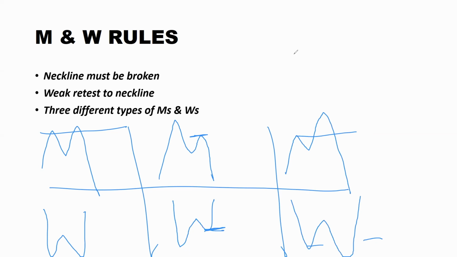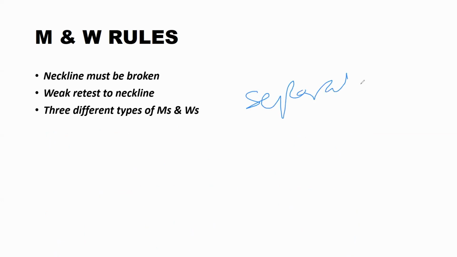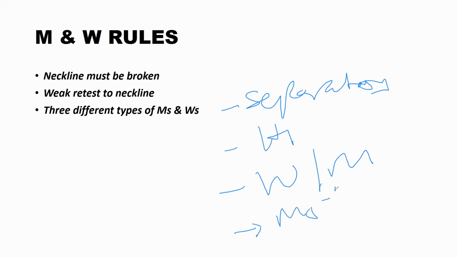So let's just summarize these steps. The first step is go to your chart, you put the separators, right? After putting the separators, you go to H1. After H1, look for a W or M in H1. Then you switch to M15 or M5 for your entry. This one is for the entry, this time frame here. Remember, we're trading when the market reaches the neckline, or if it has retested the neckline with a weak retest. We need a weak retest to the neckline. Then for a W, we're looking for a buy. For an M, we're looking for a sell.